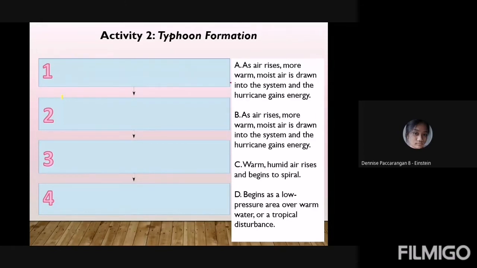Ma'am, excuse me po, ma'am, A and B are the same. Yes ma'am, A and B are the same.